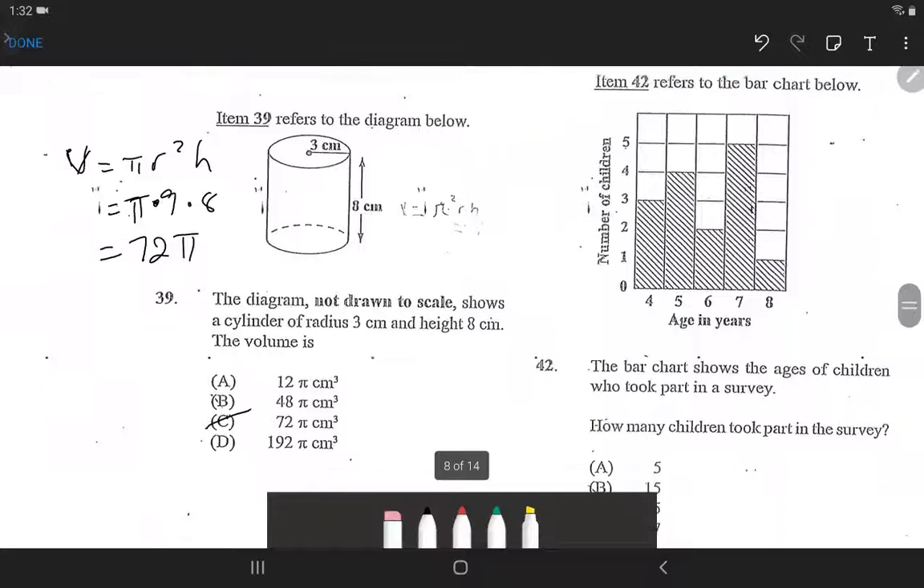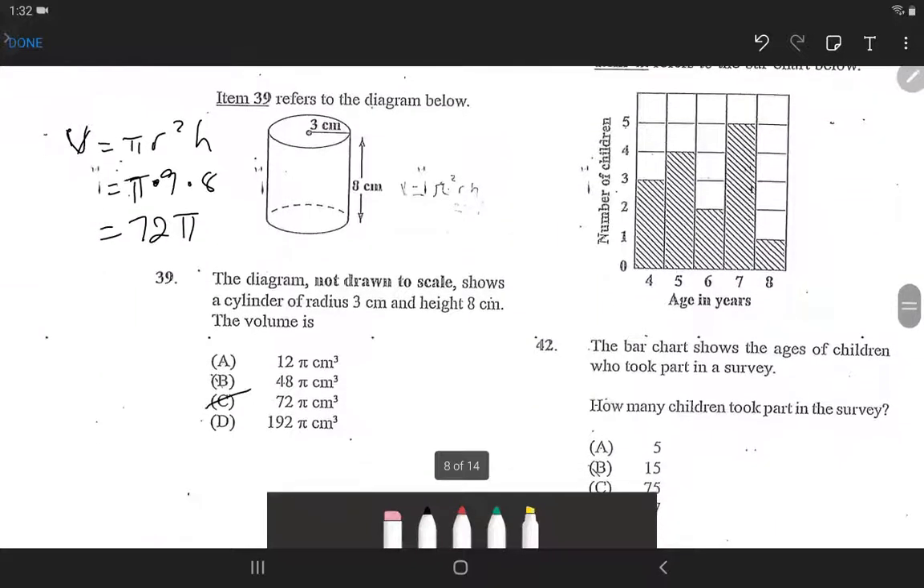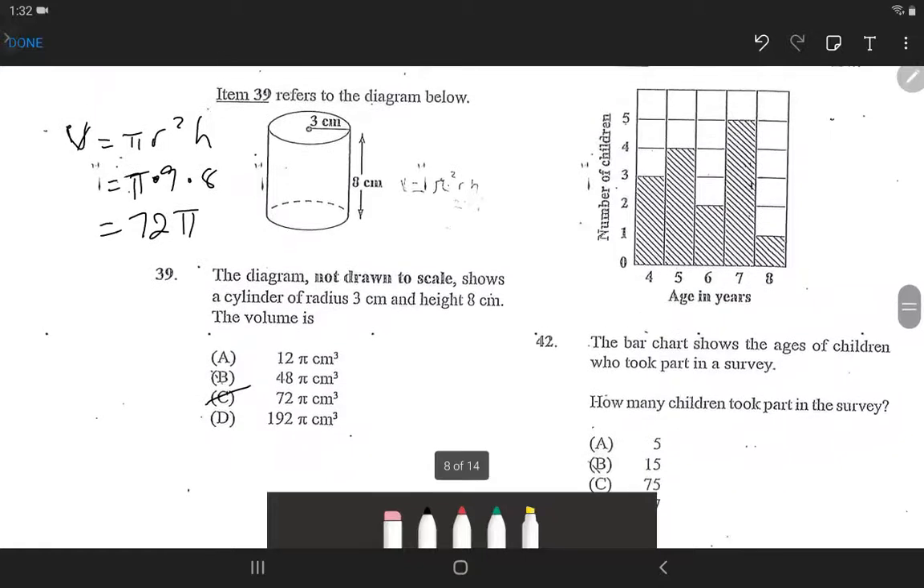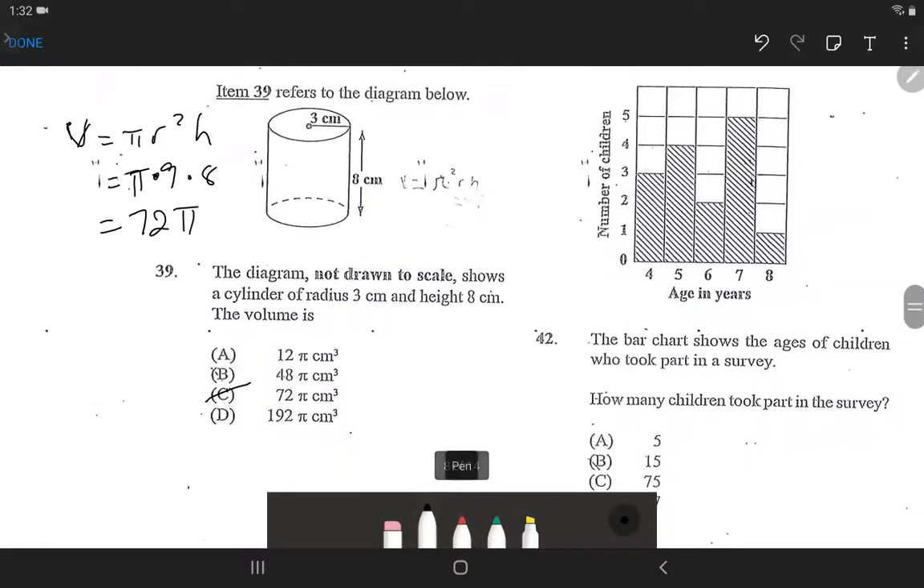Item 42 refers to the bar chart. It shows ages of children who took part in a survey. How many children took part in the survey? That is 3, and 4 is 7, and 2 is 9, and 5 is 14, and 1 is 15. So 15.